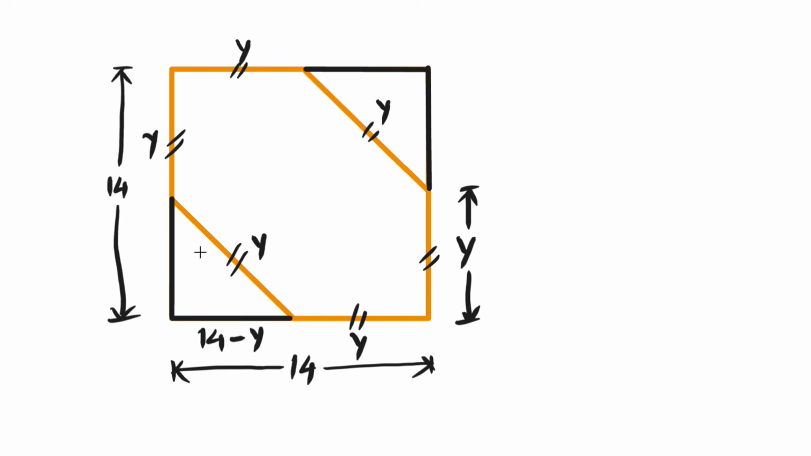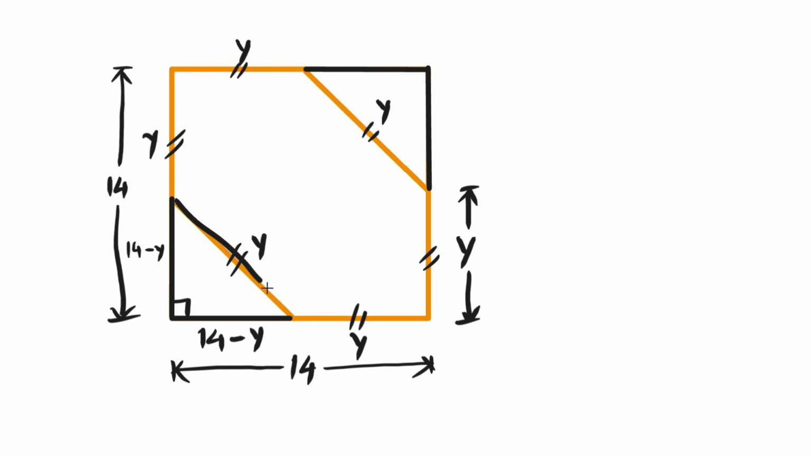Now notice that exactly the same reasoning works for the vertical side of this little right triangle. The entire vertical side of the square is 14 units, and the hexagon takes up a length of y along that side. So, the remaining vertical distance is also 14 minus y. This is an important observation because it tells us that the 2 legs of our right triangle have exactly the same length. Both legs are 14 minus y.